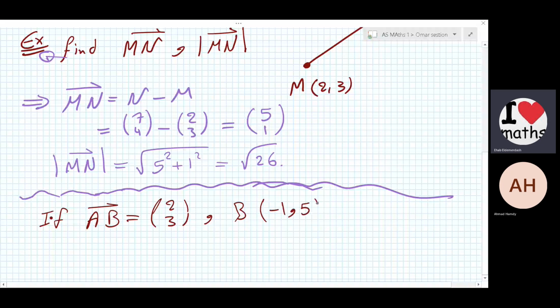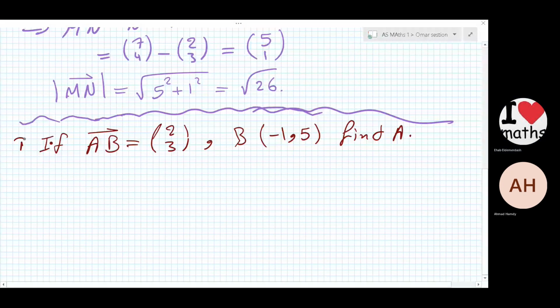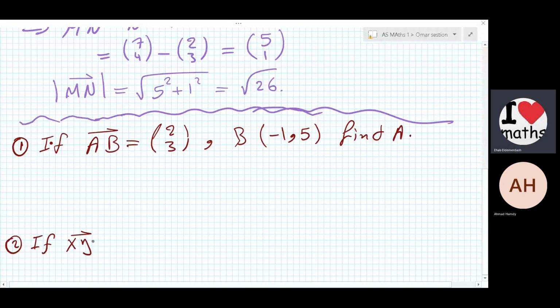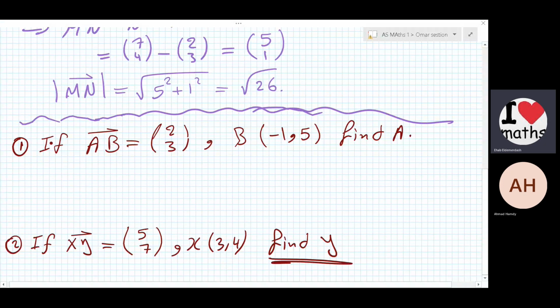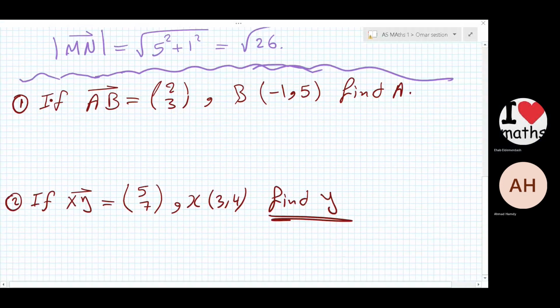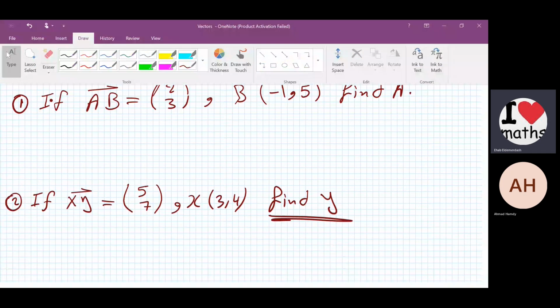Second part, if there is another vector called XY, and I have this vector as 5 and 7, and the point X is, let me say, 3 and 4. Find the point Y. Come on guys, someone solve this quickly, until the pen, may God guide it, writes properly.